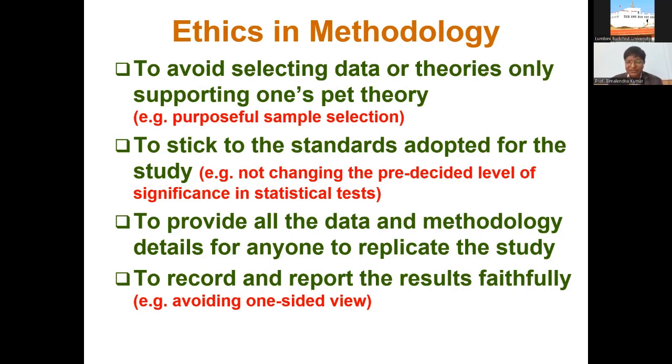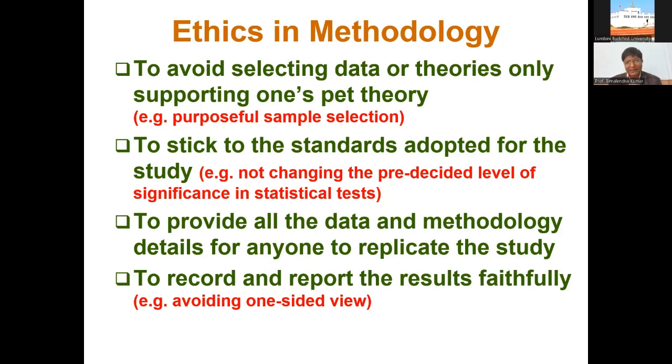To provide all the data and methodology details for anyone to replicate the study. In the introduction part, a researcher is supposed to give the details of the research methodology which he has adopted for collecting and analyzing the research materials. He should not hide what type of research methodology he has used. To record and report the results faithfully, a researcher must be honest in putting the final result or the report of his thesis, even if they are not supporting the objectives of the research. So it should not be a one-sided view.